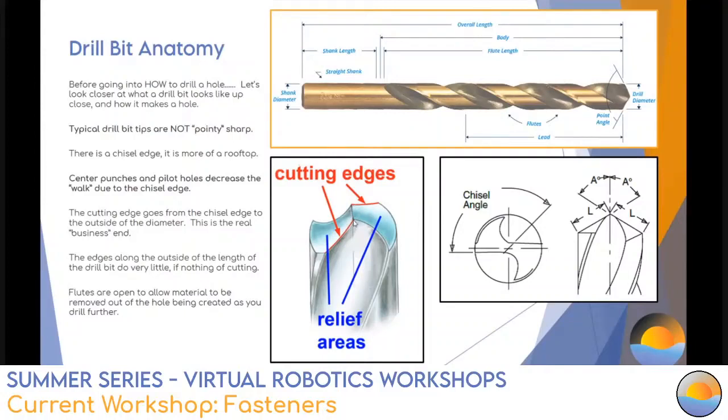Now, that chisel edge is actually what makes the drill bit walk away from you when you try to do the first drill. So you always want to do a pilot hole or a center punch to get underneath this chisel edge here.